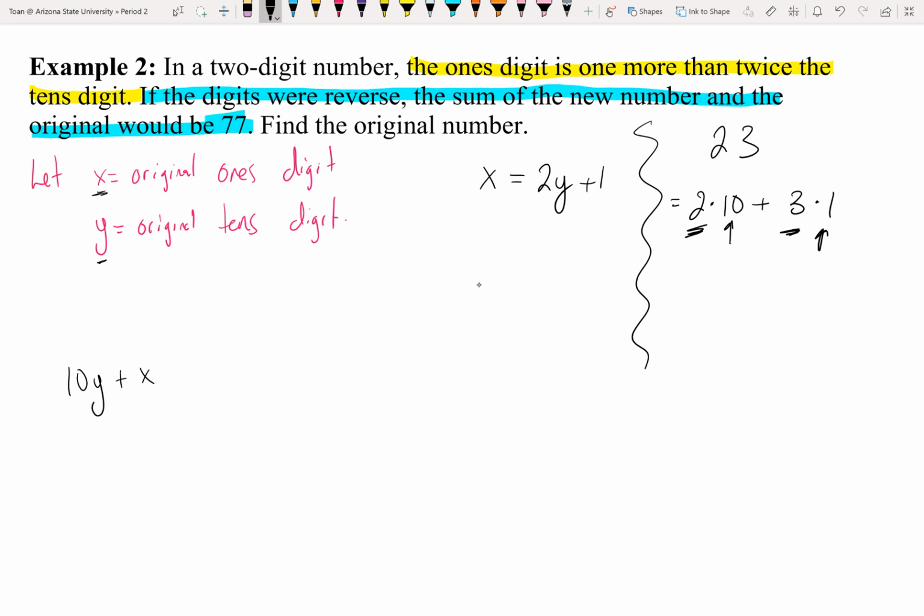Okay, I'll take your silence as a yes, because if you are utterly confused, please let me know. And then what am I doing with this? I'm adding it to the new number. So what am I doing with the new number? I'm just reversing the digits. So what is my new tens digit? Originally, x was my ones, y was my tens. So if I reverse the digits, what's my new tens digit? The x. And then my new ones digit is the y. And then if I add them up, they would give me 77. So there are my 2 equations. And then you just go ahead and solve them like normal.